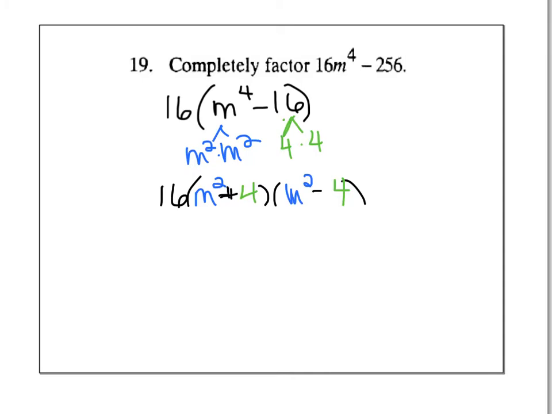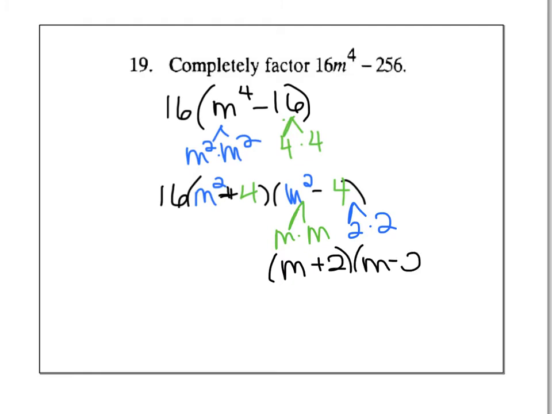Now typically at this point we would be done. But if I look at my second parenthesis here, m squared minus 4. Well, that's still a binomial. I've got a minus. The m squared can again be broken into m, and the 4 can be broken into 2 and 2. So this one actually becomes m plus 2 and m minus 2.